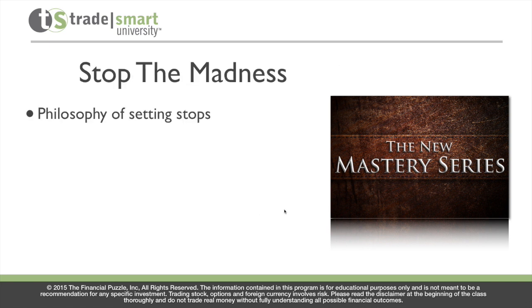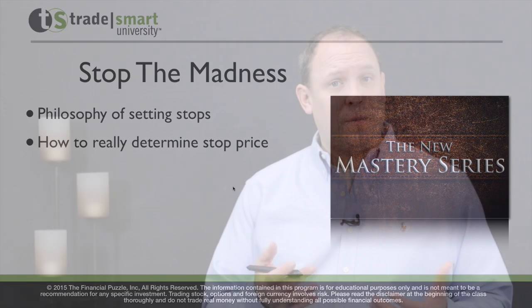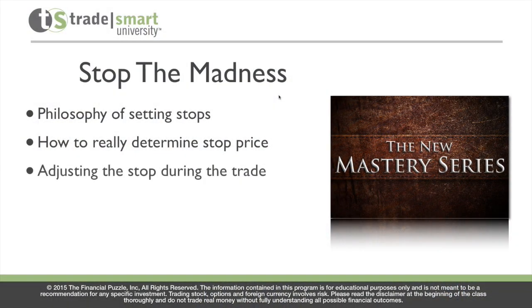In the Stop the Madness program, we're going to talk about the philosophy of stops, but more importantly, we're going to get into how to determine where that stop price should actually be. You know, every trade's a little bit different. A stop price for a $10 stock may be totally different than the way you're going to set a stop price for a $350 stock. And so we're going to talk about how you determine where you set that stop price. We're also going to talk about how you adjust that stop during the trade.